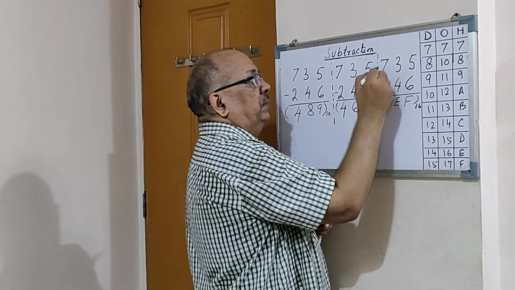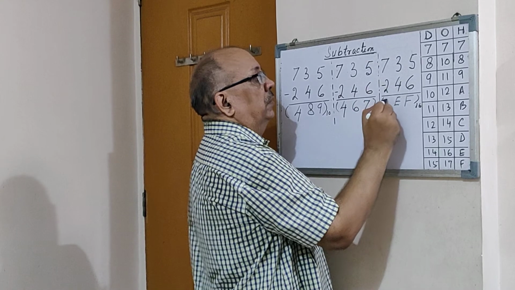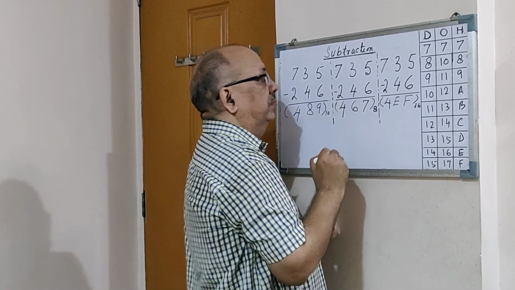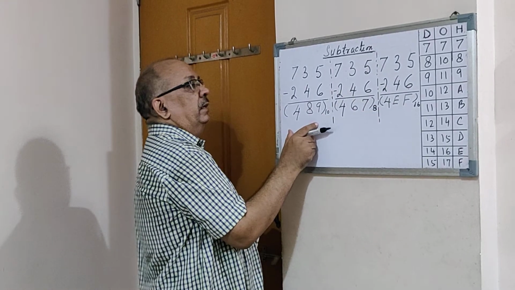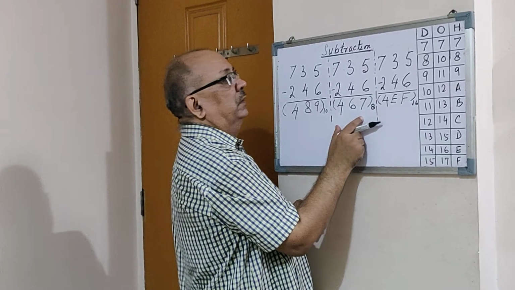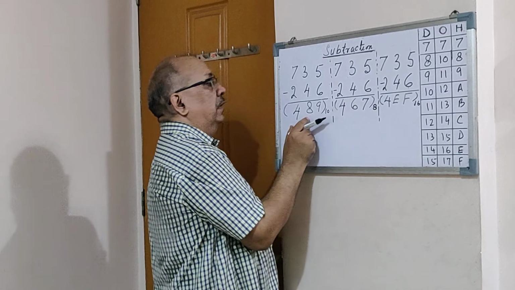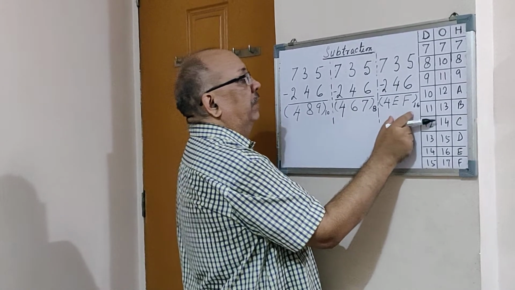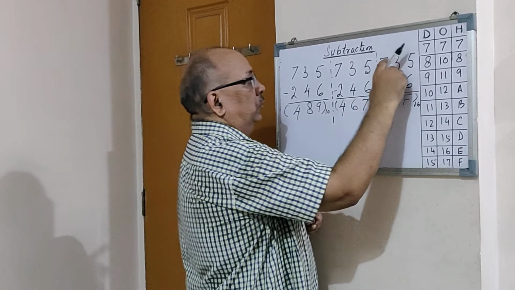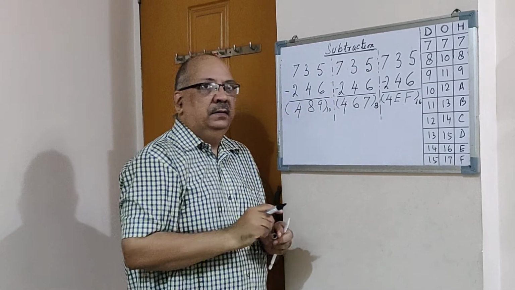Similarly, what remains now is this 6. 6 minus 2 is nothing but 4. You can see this is subtraction in decimal, subtraction in octal, subtraction in hexadecimal. It's very clear that as the base changes, the value of the subtraction also changes, though the combination of numbers remains the same.